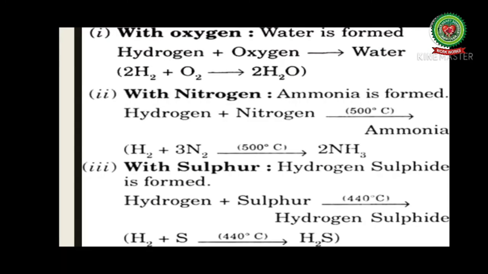Non-metals like halogens, dioxygen, sulfur, dinitrogen directly react with hydrogen under a definite set of conditions. You can see the reaction of hydrogen with oxygen, hydrogen with nitrogen, and then hydrogen with sulfur on the slide.